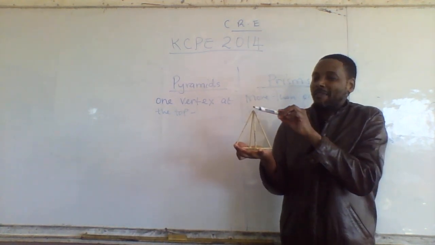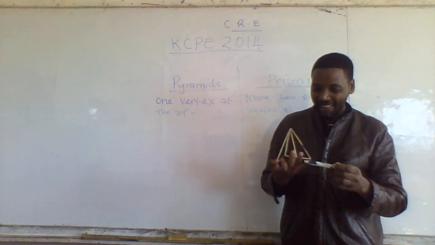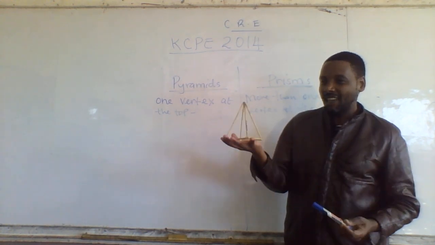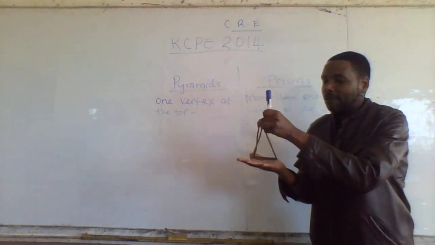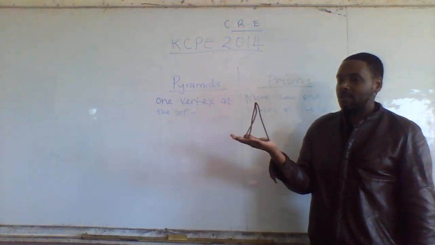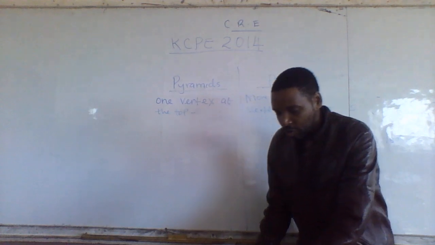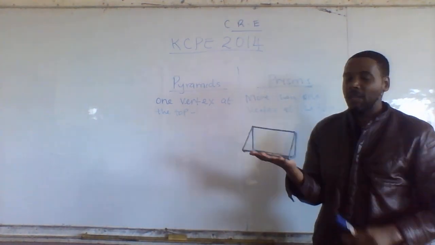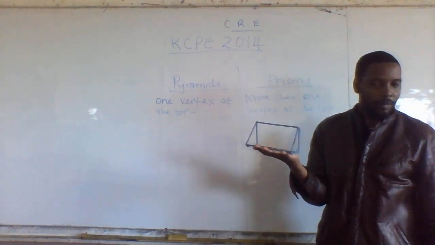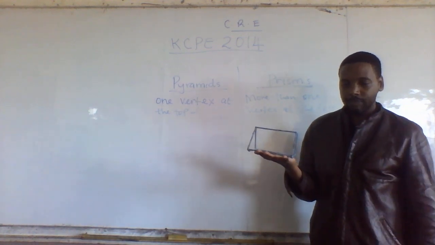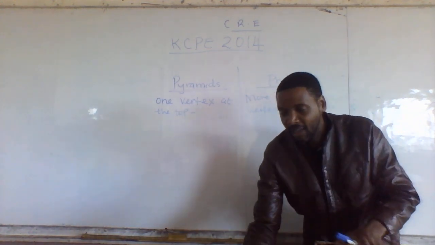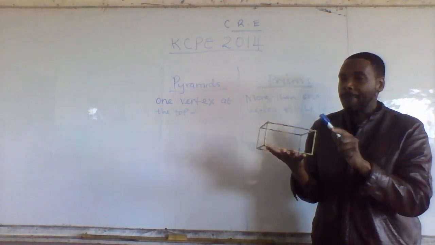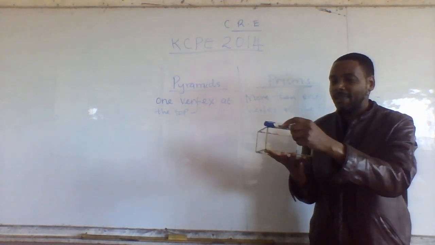They had only one vertex at the top, right? Yes. Is this a pyramid or a prism? A pyramid. And is this a pyramid or a prism? A prism. Why did you call it a prism? It has more than one vertex at the top. So what can I call this? A prism, because it has more than one vertex at the top.